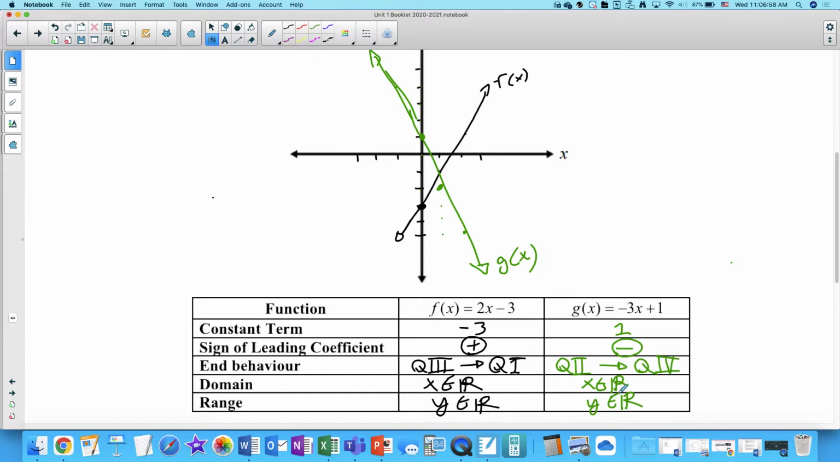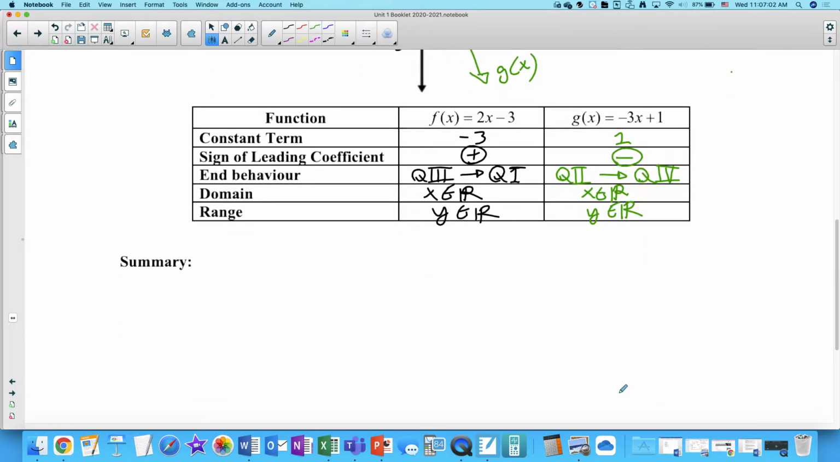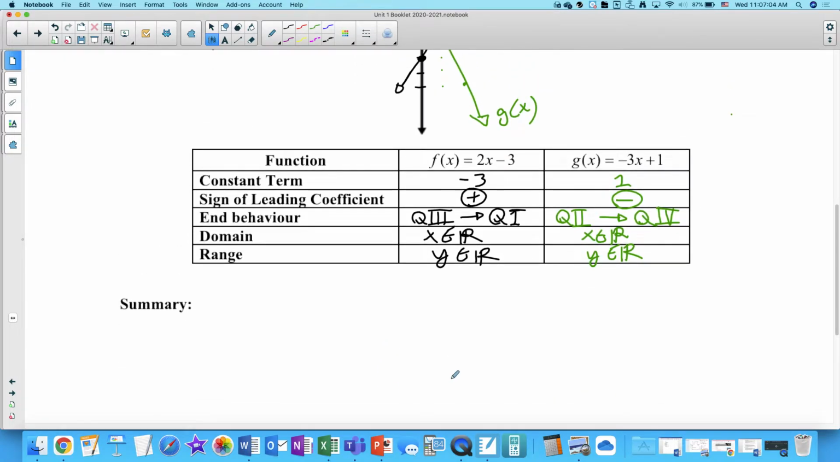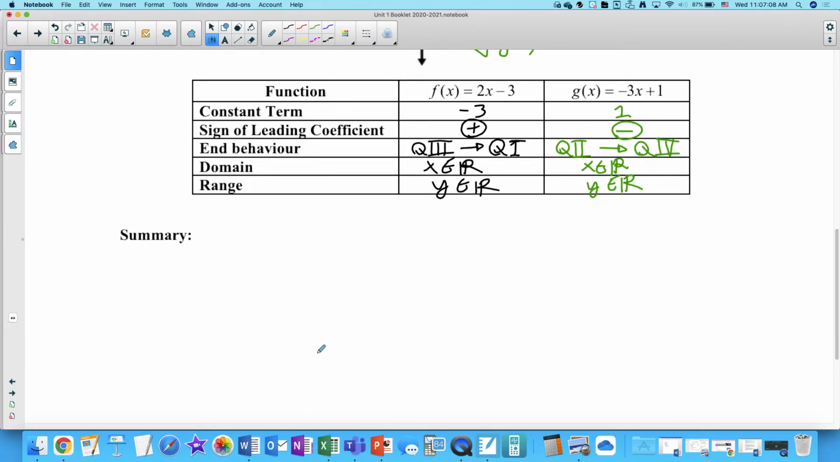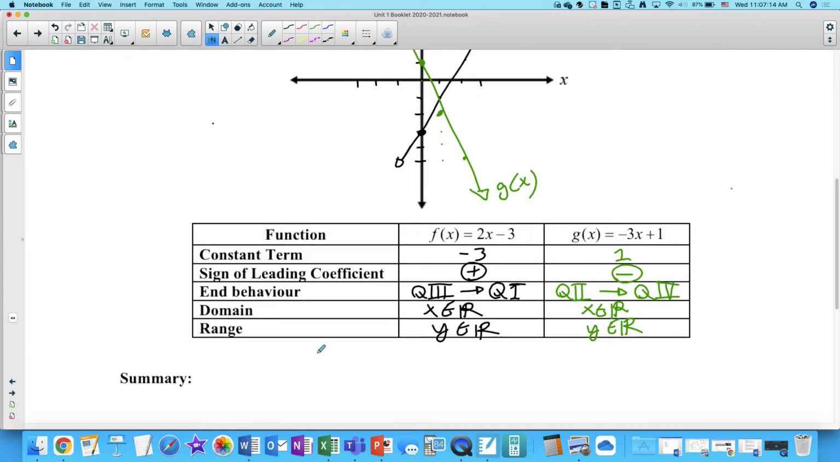Okay? So in general, we're going to make some generalizations here. What can we say about all linear functions? Well, firstly, let's talk about this constant term. Where does the constant term appear on the graph? Yeah. On the y-axis. Exactly. So the constant is the y-intercept.